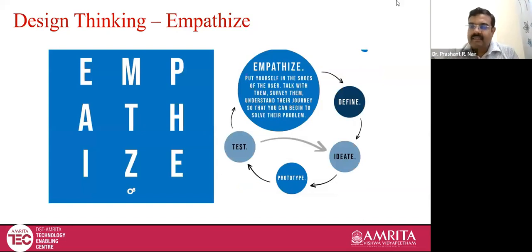What is empathize? Immersion. You put yourself in the shoes of a user. If you are designing a hospital ward where patients are coming in, where doctors are seen, where people are taking tests, think like you. What if you are the patient? Consider yourself as the patient. Immerse yourself as a patient, shadow a patient, move with the patient and find out his or her needs, difficulties. I'll give you a simple example.